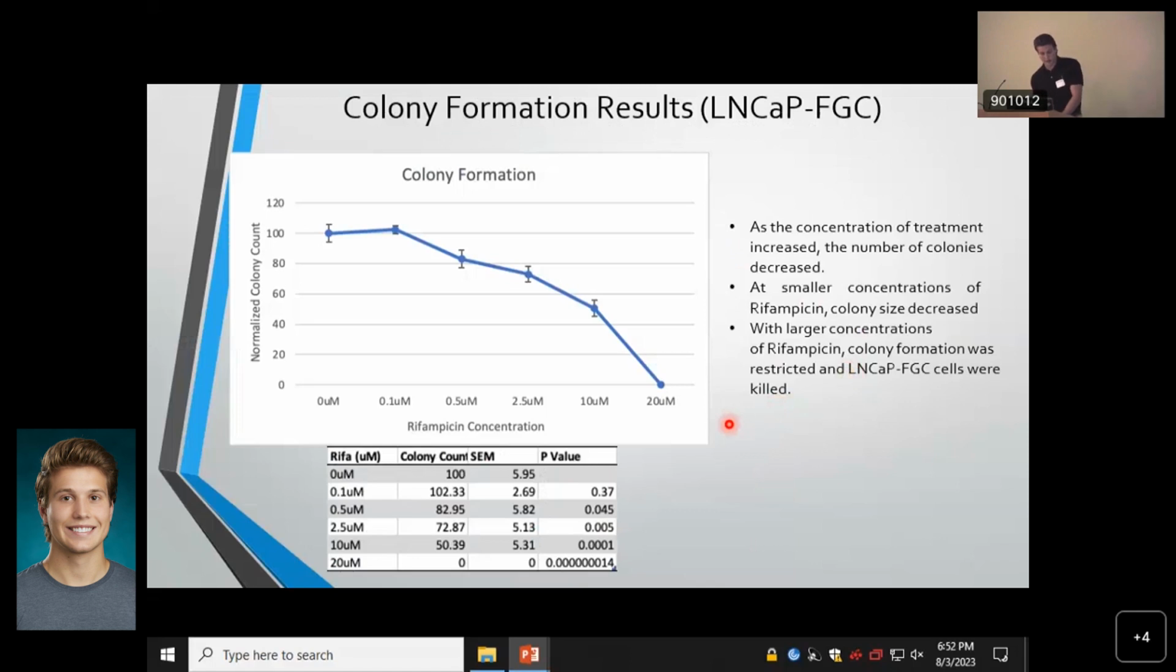As you can see by this graph, as the concentration of the treatment increased, the number of colonies decreased. At smaller concentrations of rifampicin, colony size decreased, and with large concentrations of rifampicin, colony formation was limited and even killed the cells off.